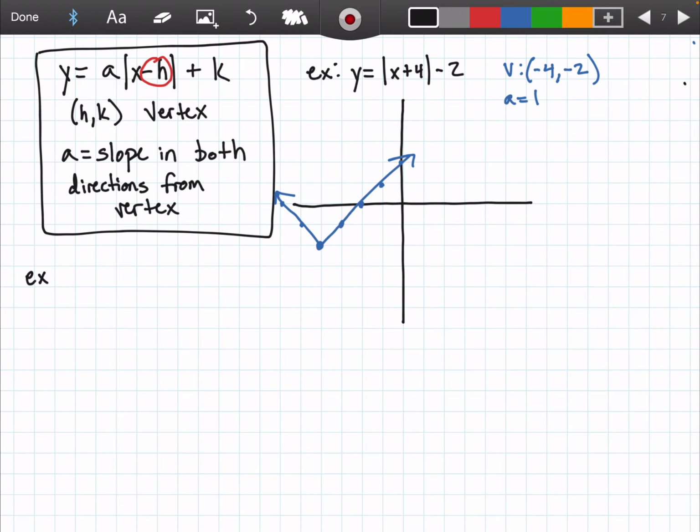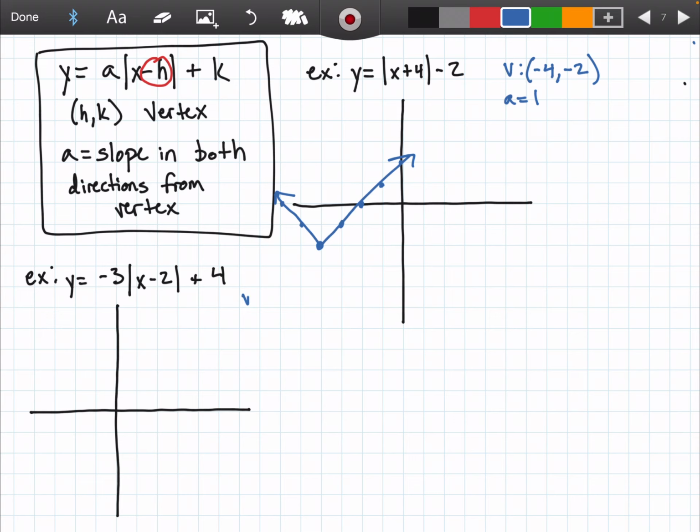So another example. My vertex is at (2, 4). And my a value is -3. So I'm going to go over 1, down 3. Over 1, down 3. And continue that on both sides.